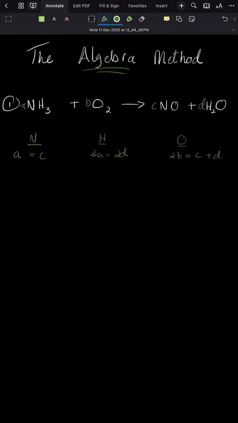I'll choose A, and when you choose your letter, you set it equal to 1. So I'll say let A equal 1. As soon as A is equal to 1, C will become 1 because A is equal to C. And this equation, 3A is equal to 2D, will be 3 times 1 is equal to 2D, meaning D is equal to 3 upon 2.